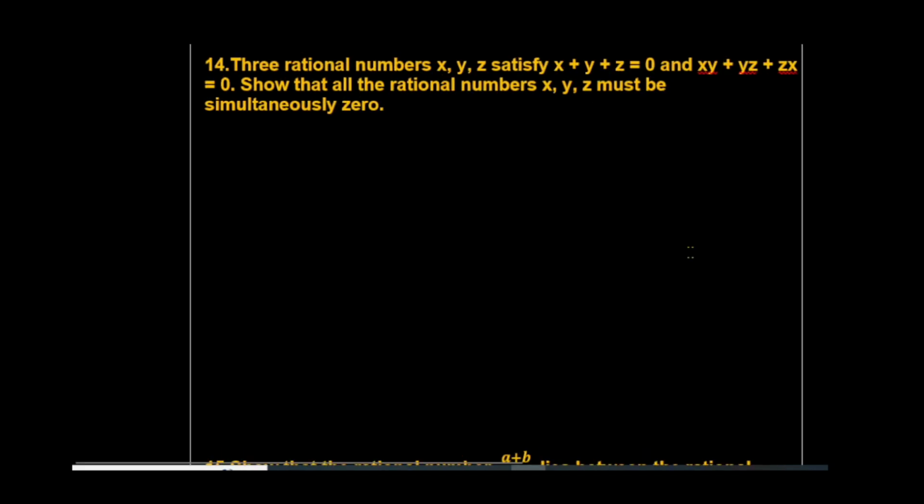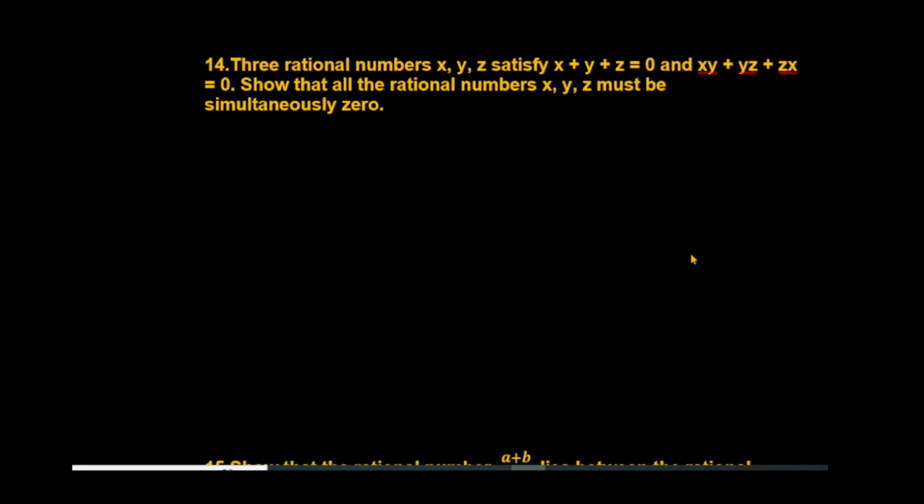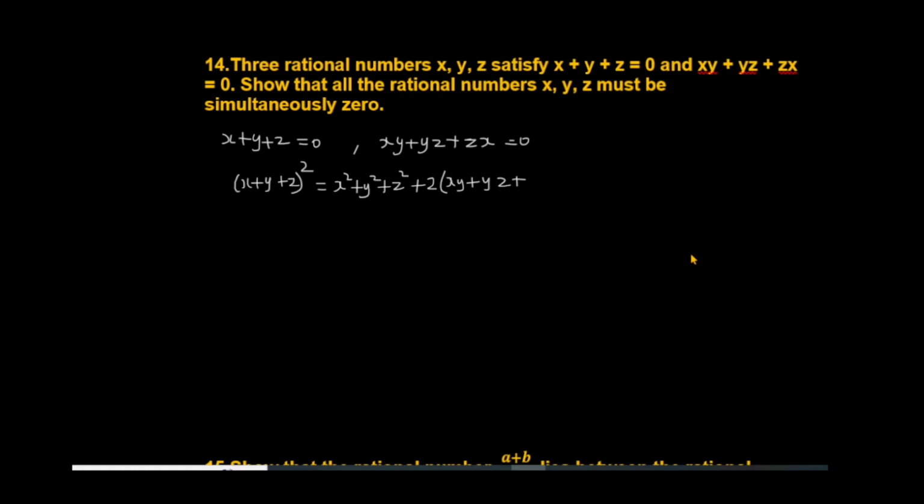14th question: three rational numbers x, y, z satisfying x plus y plus z is equal to 0 and xy plus yz plus zx is equal to 0. So two conditions are given: x plus y plus z is equal to 0 and xy plus yz plus zx is equal to 0. Show that the rational numbers x, y, z must be simultaneously zeros. So take the identity: x plus y plus z, the whole squared, is nothing but x squared plus y squared plus z squared plus 2 times xy plus yz plus zx.